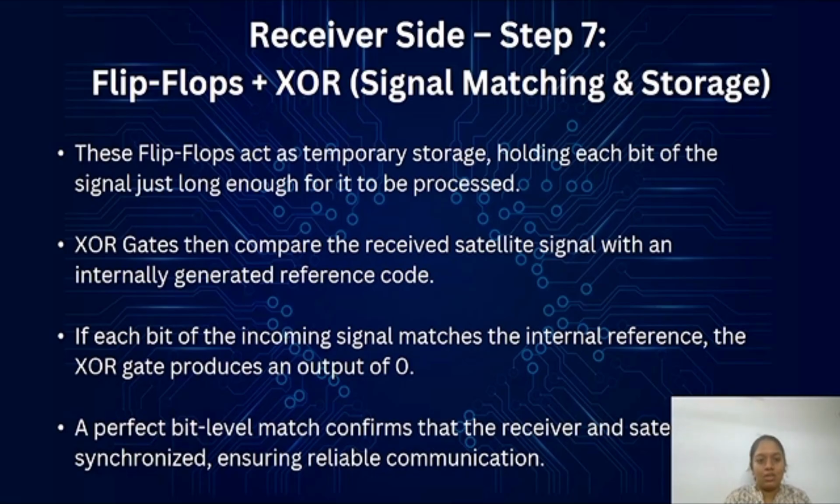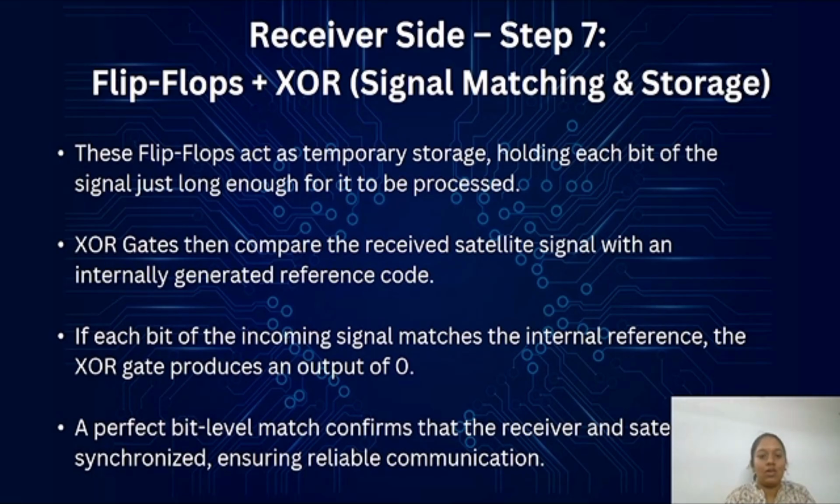So in this, when the satellite signal reaches the receiver and it is converted into digital form, it needs to be held and matched. The flip-flop stores each bit of the signal like a short-term memory, and then the bits are compared with the reference signal generated inside the receiver using an XOR gate. The output of the XOR gate is 0 when both bits match. This means the satellite and the receiver are now aligned on the same signal. In other words, proper synchronization has been achieved.